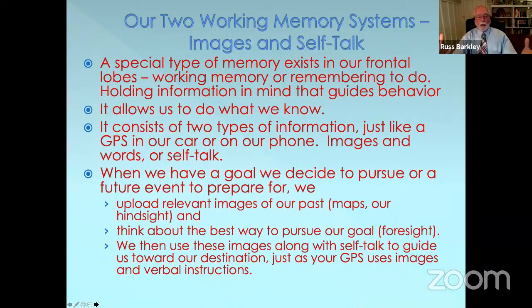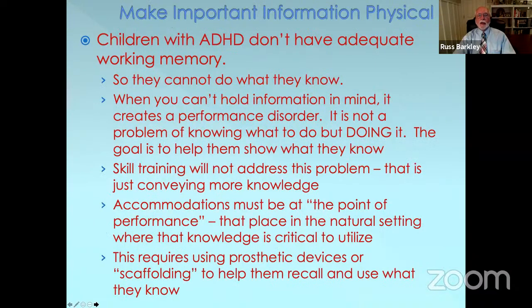They can't hold images and words in mind in order to guide their behavior over time to get to their destinations. And as a result, they have a lot of trouble doing what we ask them to do, remembering to do. They remember things, they don't remember what they're supposed to be doing right now. How then can we deal with that?